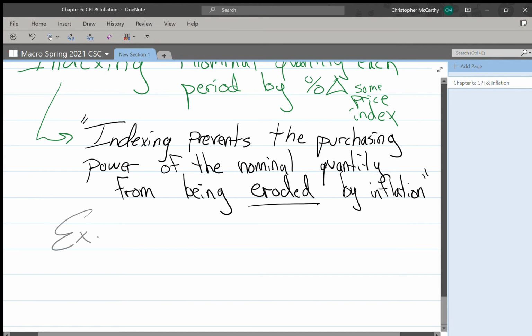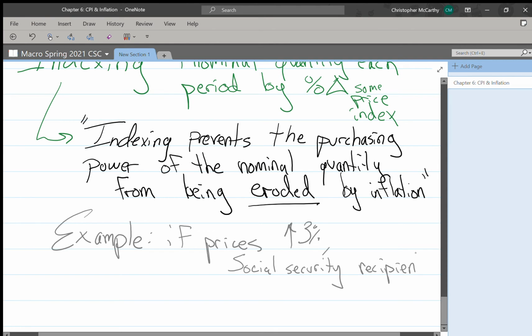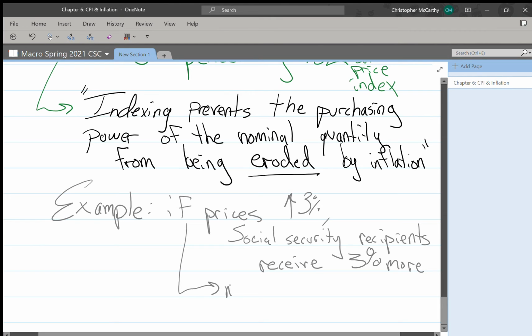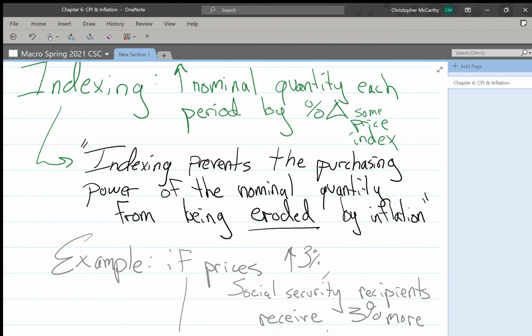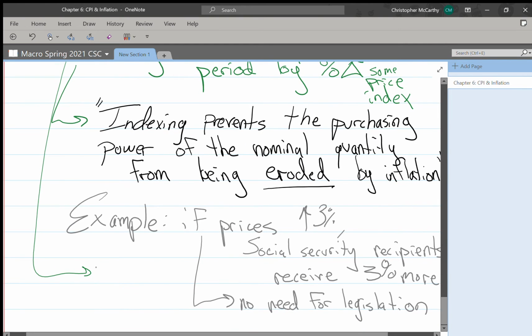An example of this: if prices increase by 3% in a given year, the Social Security recipients receive 3% more. And there's no need for congressional legislation or anything like that. It just happens. And like I said, this indexing, we normally see it as part of government stuff, right? But it also shows up in labor contracts.